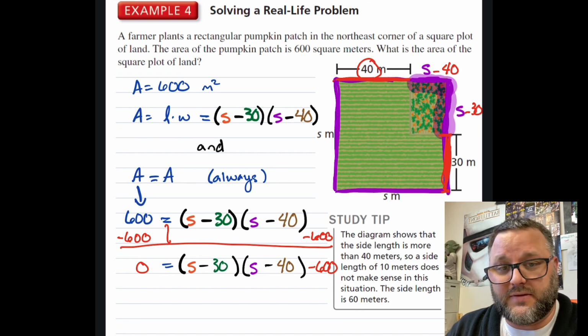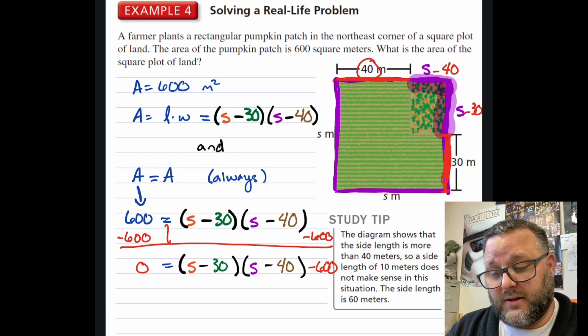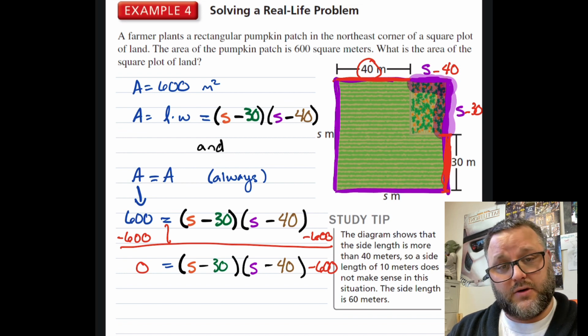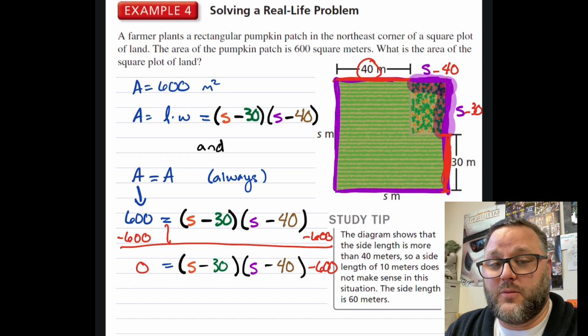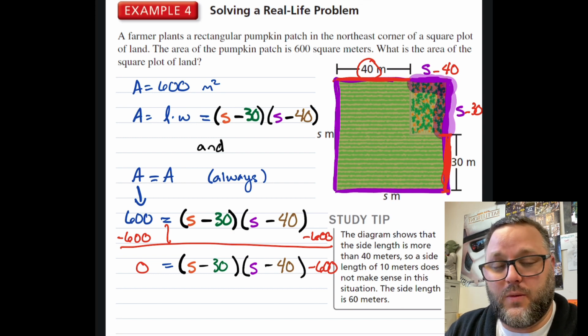That's how I got S minus 40 for my length and S minus 30 for my width. And then the next video shows you, the previous video showed you, how to use those to multiply together my polynomials and whatnot. So let me know if you have any questions for just how we find the length and width.